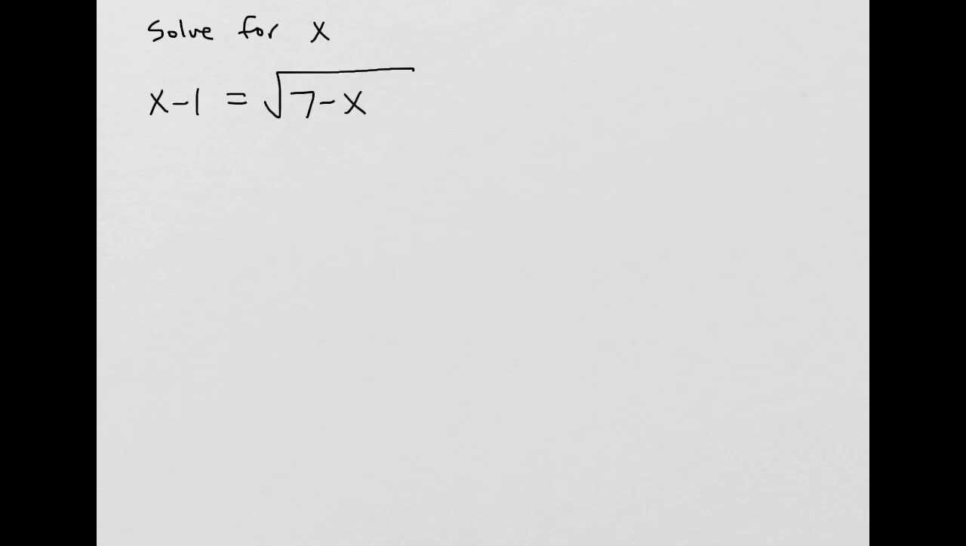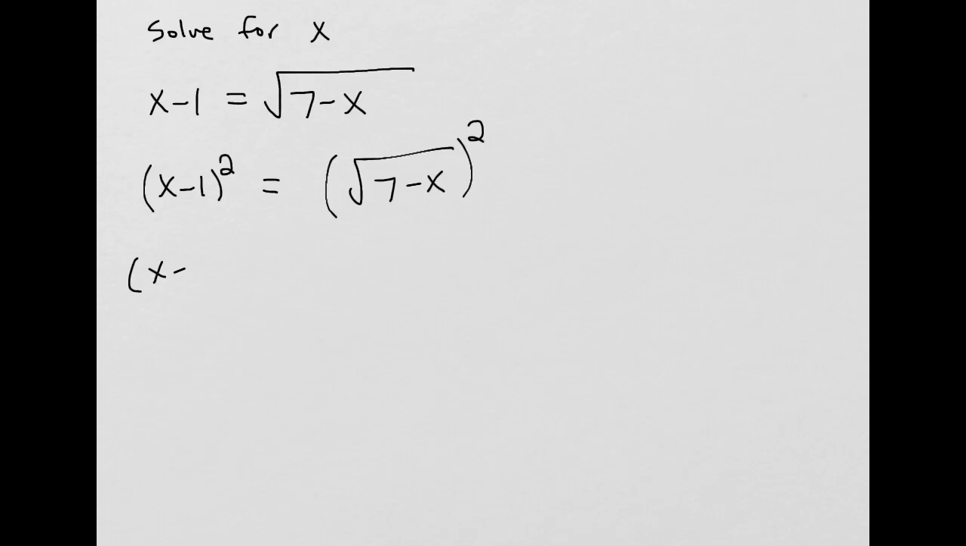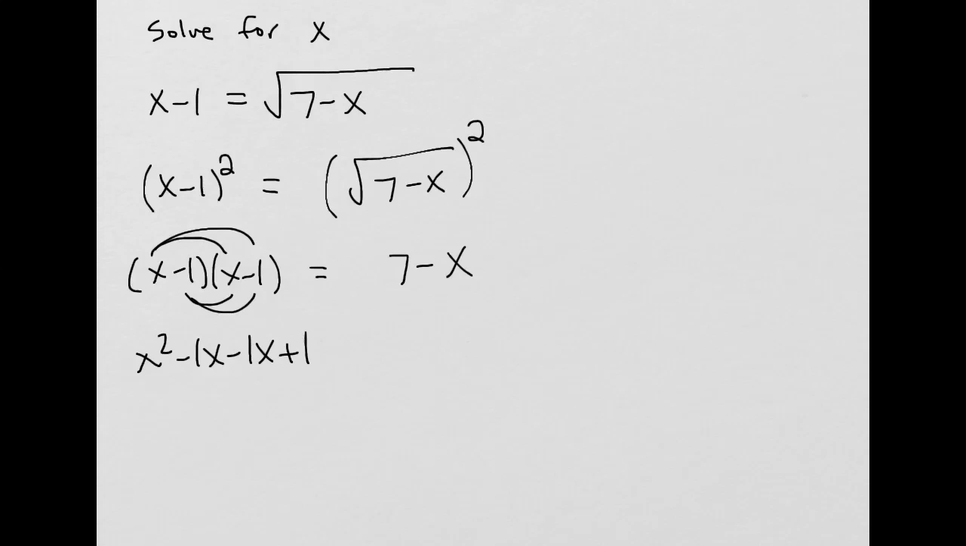Okay, so our first step again is we're going to square both sides because we want to get rid of that radical. So if we do that on the left-hand side, we've got to be really careful. I can't just distribute the square to each term. I do need to write it out as a multiplication problem. On the right-hand side, we're really lucky because the square and the square root cancel out. So now if we multiply, we get x squared minus 1x minus 1x plus 1. On the other side, we have 7 minus x. If we simplify, x squared minus 2x plus 1 equals 7 minus x.